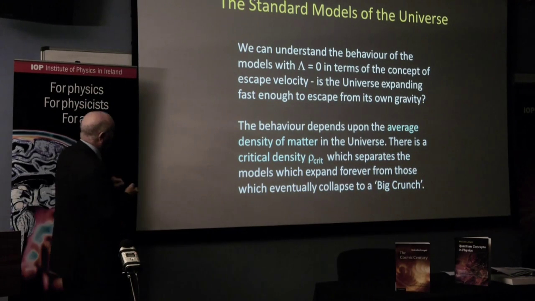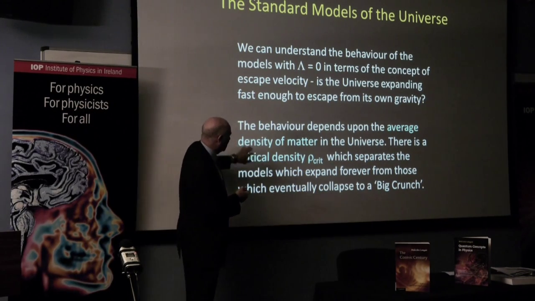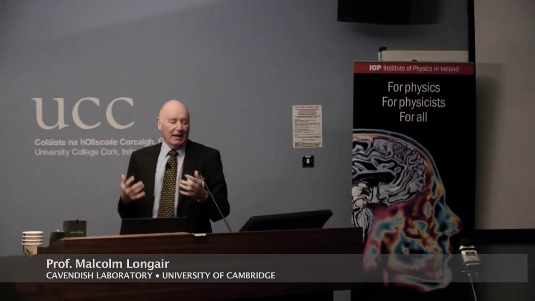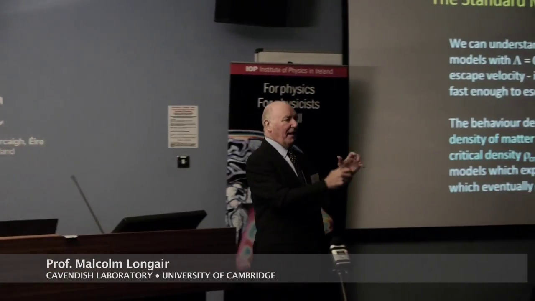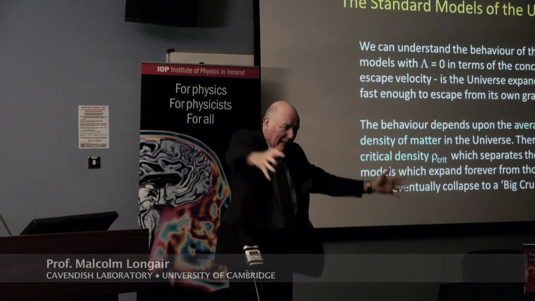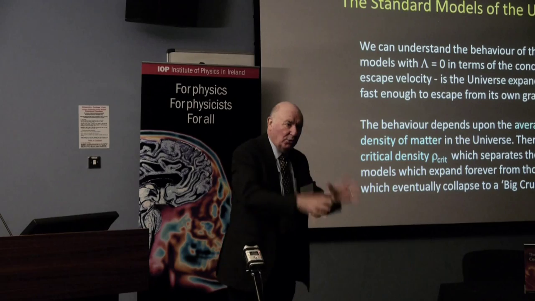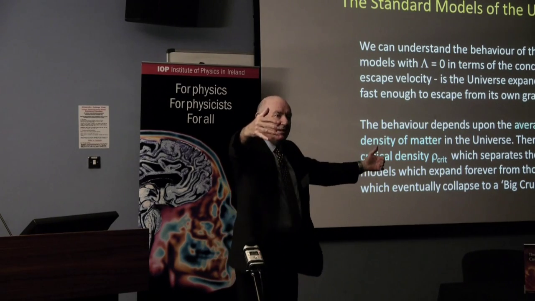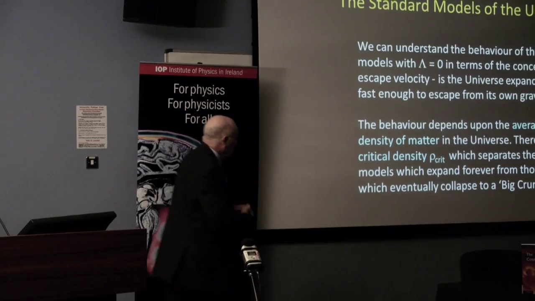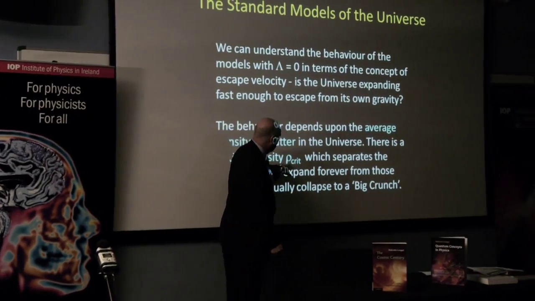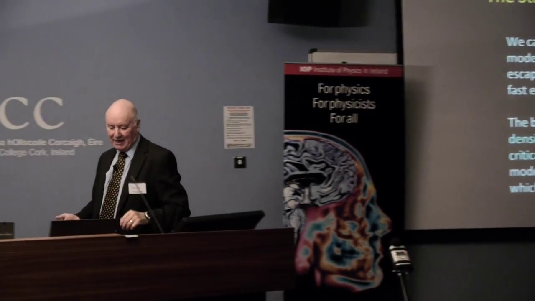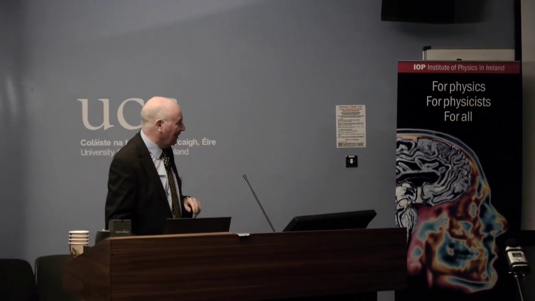If you look at these models, the behavior of the models only depends upon the average density of the matter in the universe. If you've got a high density universe, then you will decelerate the galaxies and they will come back and collapse again on themselves. If you've got a low density universe, you will be exceeding the escape velocity and the models will carry on to infinity. So there is this critical density which separates the ever-expanding from those which will collapse again to a singularity, to a big crunch.